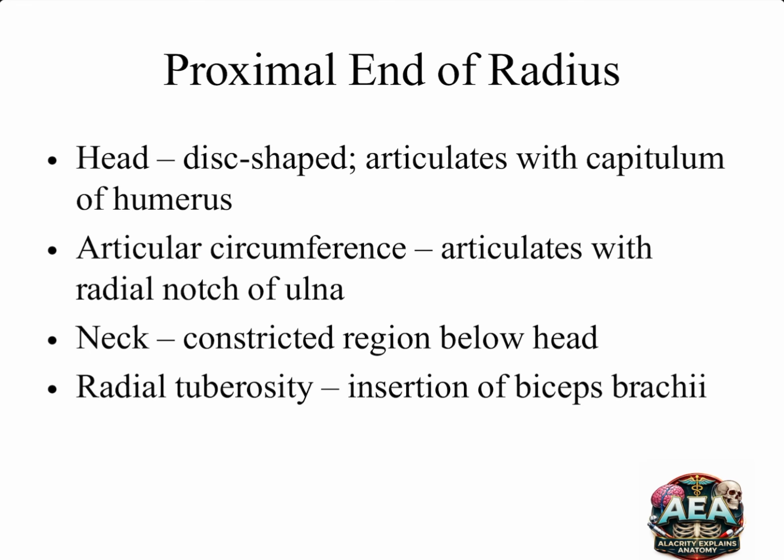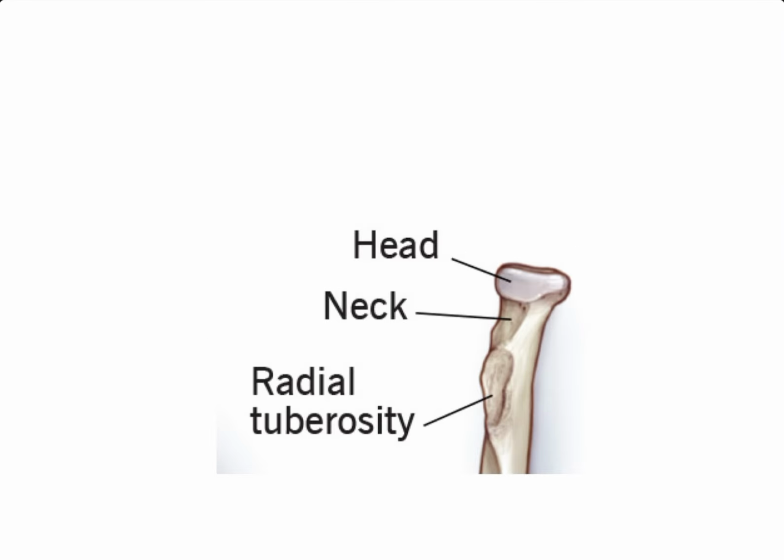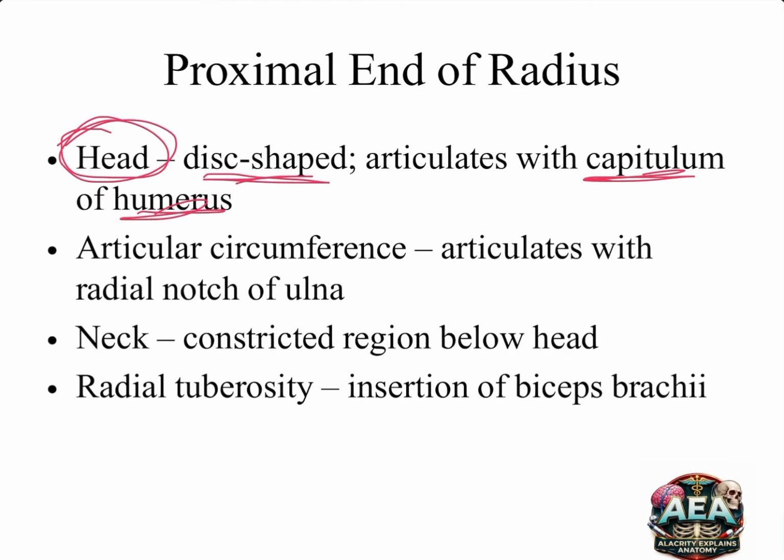The proximal end of the radius has a head which is disc shaped and articulates with the capitulum of the humerus. Remember, the radius forms a joint superiorly, proximally, with the humerus as well as with the ulna. So at the proximal end we have a head which articulates with the capitulum of the humerus. This is the head of the radius. You see that it is shaped like a disc. It articulates with the humerus.